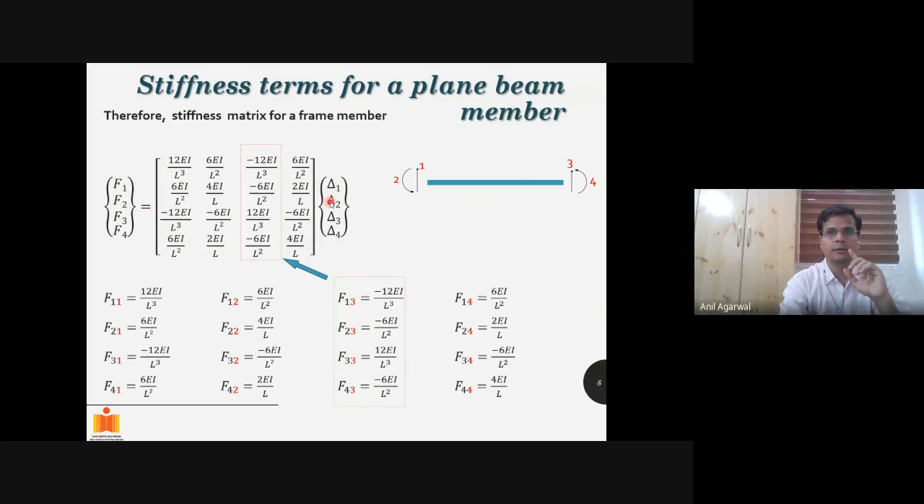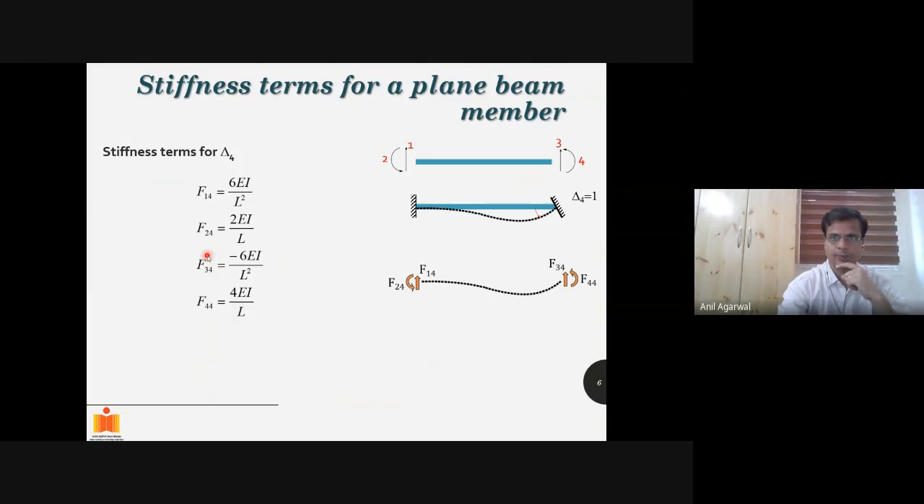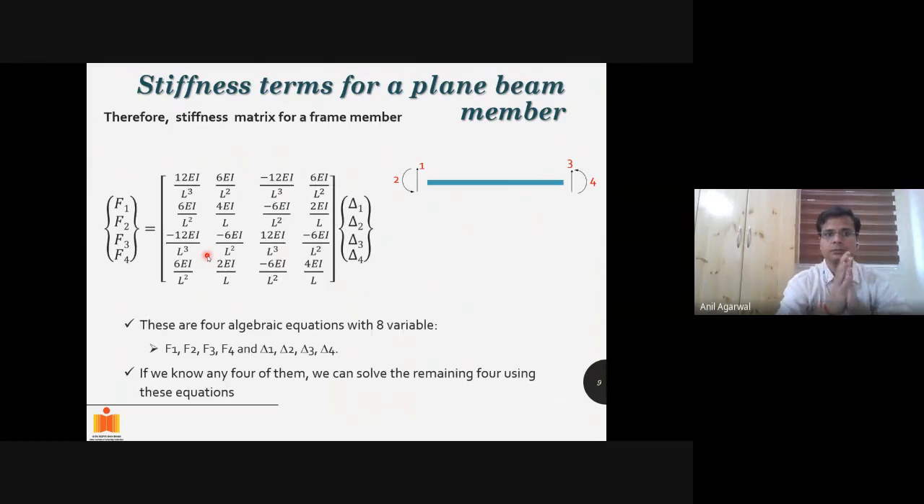So the force required, let's say, in order to get a unit value of delta 2, the force required at the second degree of freedom at the same location is 4 EI by L, but the force required at the fourth degree of freedom here is only half of that. Any questions from this so far?